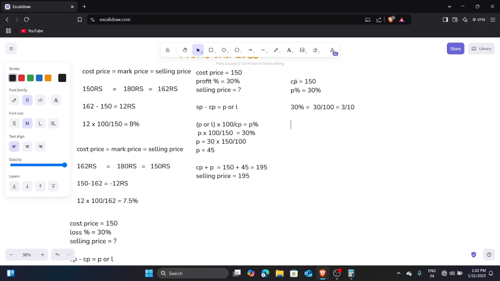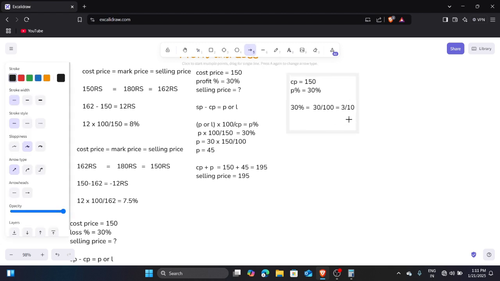Now what they are saying, CP is 150. So always try to understand, if you are doing this with profit percent, this is our profit, he gets the 30% profit, then the fraction value you get, I'm using this thing.